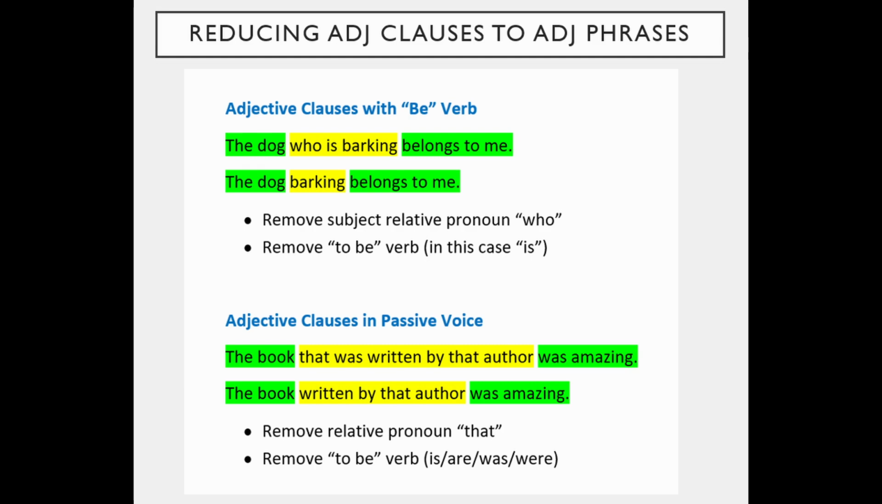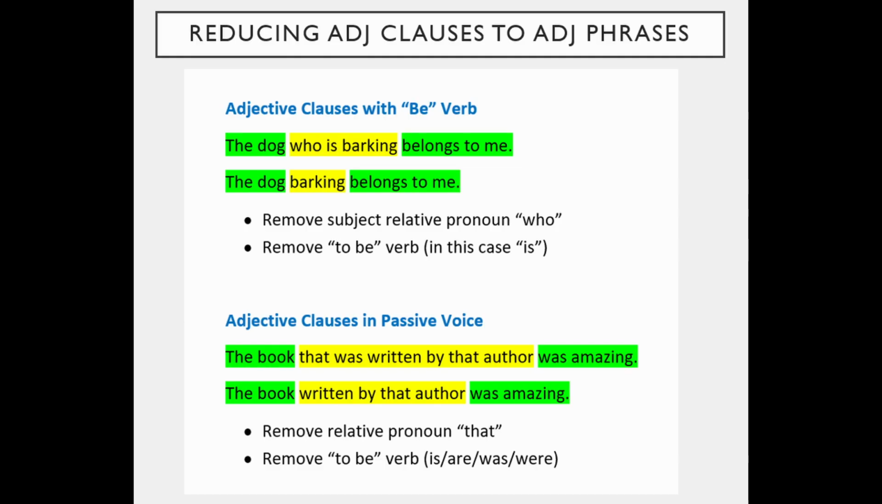Okay, so how do you reduce an adjective clause to an adjective phrase in the passive voice? It's really simple. You just remove the relative pronoun that, and then you remove the to be verb, right? It could be is, it could be are, it could be was, it could be were. So you're left with, in this case, the book written by that author was amazing, because we're dropping that and we're dropping was. And all we're left with is the past participle, and then you have that little prepositional phrase, by that author. Okay, so the book written by that author was amazing. That's your adjective phrase. The adjective clause, the book that was written by that author was amazing. Both of these are fine.